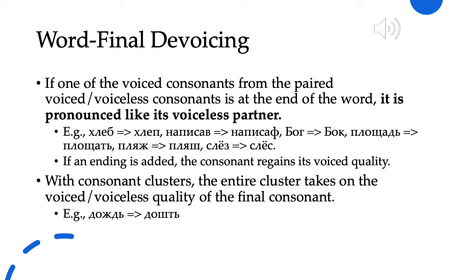The most common way for this to happen is what's called word final devoicing. With word final devoicing, if one of the voiced consonants from that set of 6 pairs is at the end of a word, it is pronounced like its voiceless partner. This is something that confuses a lot of heritage speakers. They know how the words sound, and so they write them with the voiceless consonant at the end because that's what they hear, instead of the correct consonant, which is the voiced consonant.